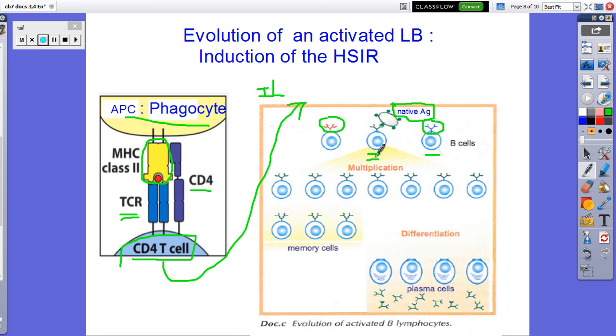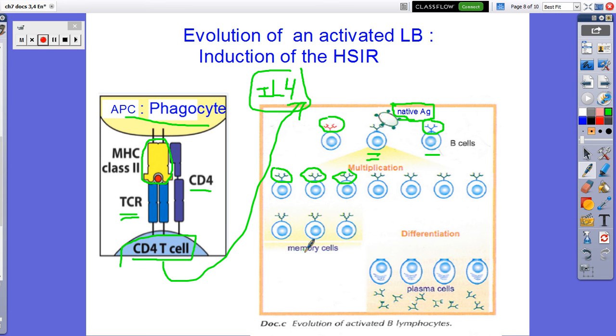So this B lymphocyte that recognizes the native antigen necessitates a signal coming from CD4, from the helper T cell, before undergoing any multiplication. This signal is interleukin 4. So now, recognizing the native antigen and having a signal from the Th cell, the specific B lymphocyte undergoes multiplication, proliferation, mitosis to have a great number of cells, a clone of B cells all having the same BCR that recognizes the same free antigen.